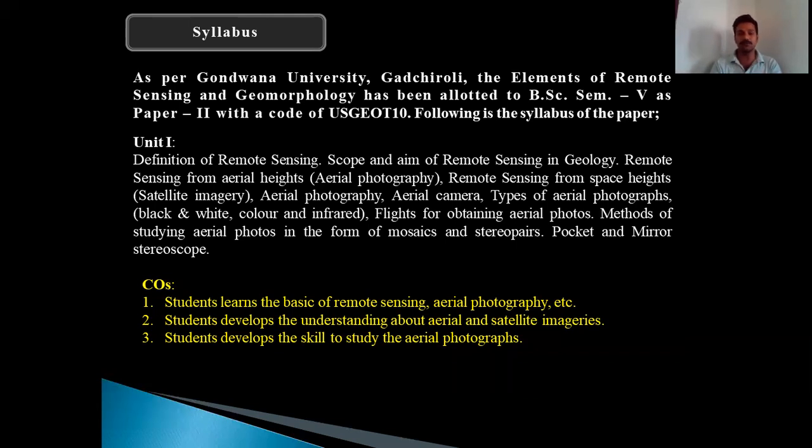The respective outcomes of this unit will be: you will learn the basics of remote sensing, aerial photography, etc. You will develop the understanding about the aerial and satellite imageries. You will develop the skill to study the aerial photographs.